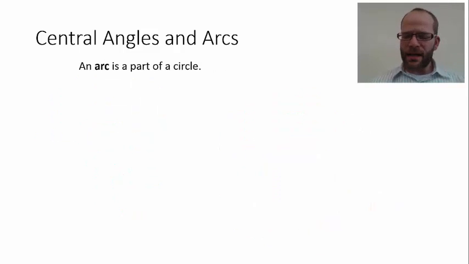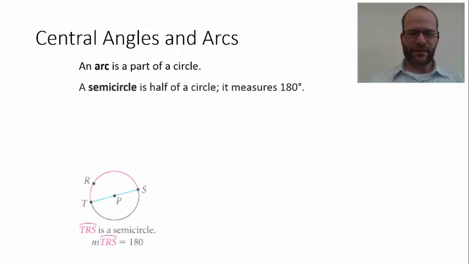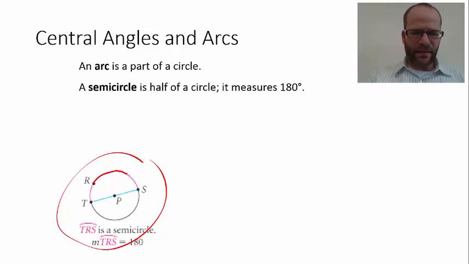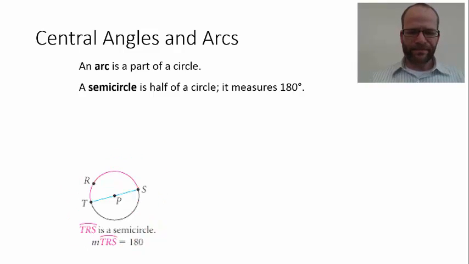When you talk about arcs, definitionally, an arc is a part of a circle. Pretty straightforward. So if I look at this circle down here, maybe I want to talk about this part of the circle. That's an arc. Or maybe I want to talk about just this part of the circle. That also is an arc. Any part of the circle is called an arc.